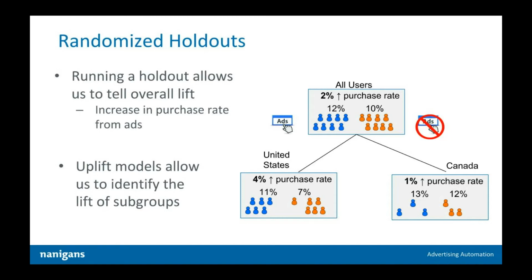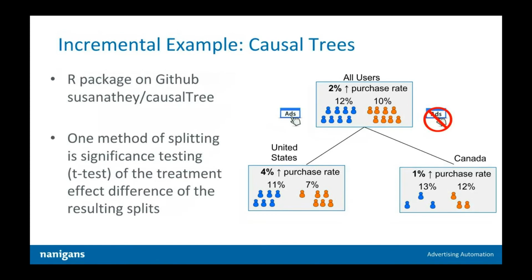So in this case, we broke down our whole user base into two different groups, the US and Canada. In the US we had an organic purchase rate of 7%, a treated purchase rate of 11%, and you get a lift of 4%, compared to a lift of 1%. So the idea is, because you're trying to focus on the impact of ads, you would break this out and then choose to focus on the persuadable users, the users that were affected. And I'll go through an example with these causal trees.